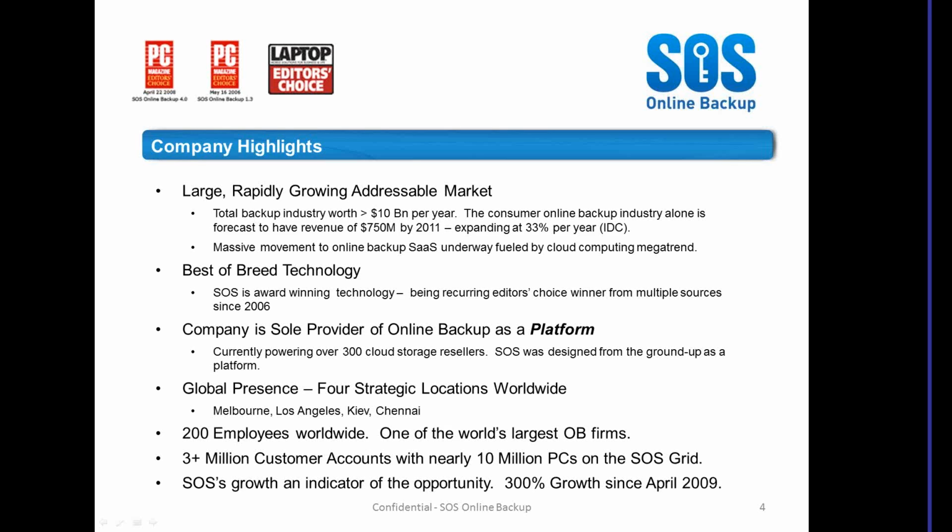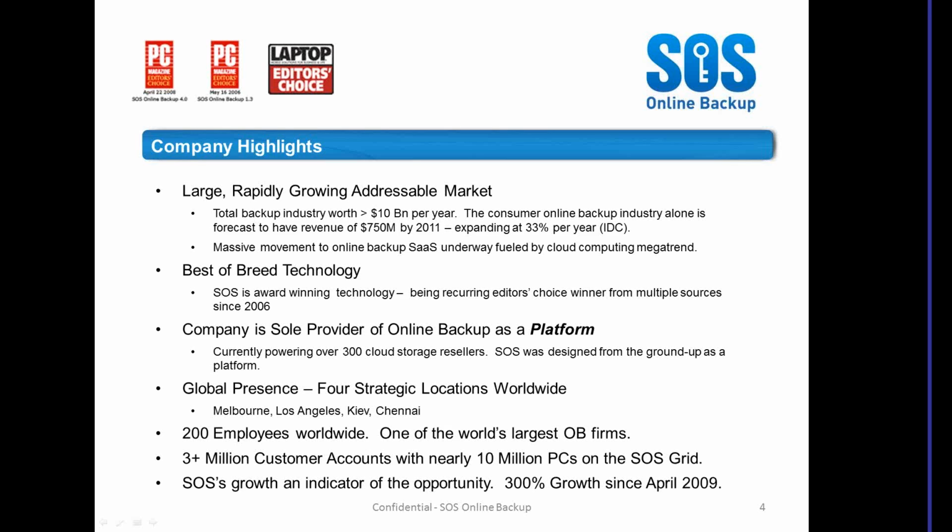Just some other details about SOS. We've got more than 200 employees around the world, 10 data centers, actually 11 data centers now around the world, 5 in North America, and then the other 6 are spread around the world. More than 3 million customers have been backed up by our system, nearly 10 million PCs on our system.